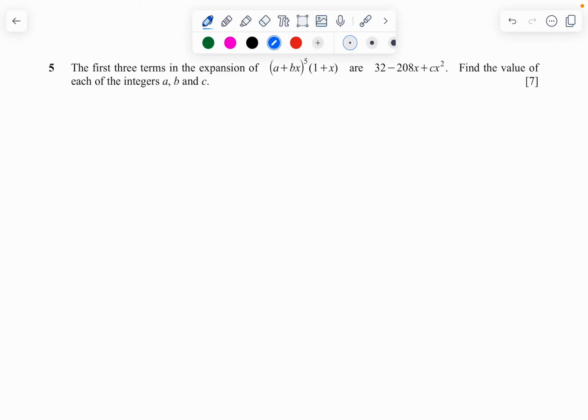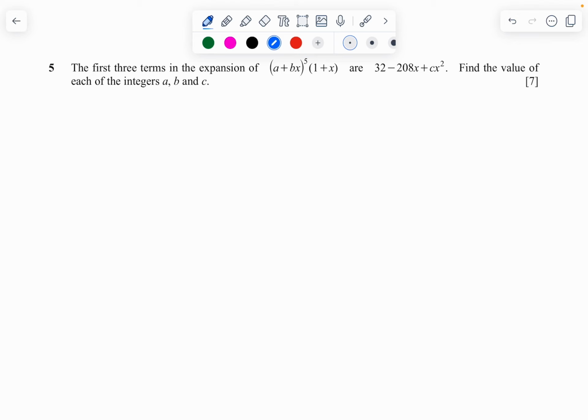Question number 5. The first three terms in the expansion of (a + bx)^5 times (1 + x) are 32 - 208x + cx^2. Find the value of each of the integers a, b, c.